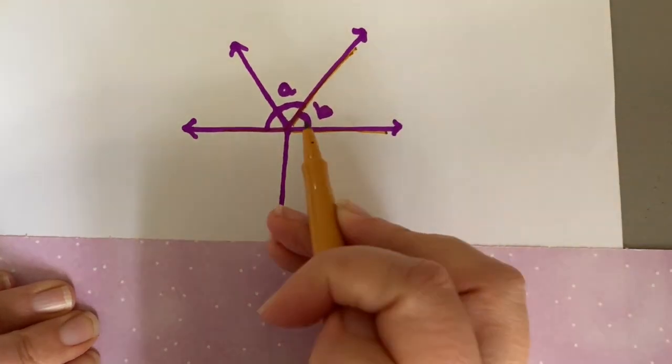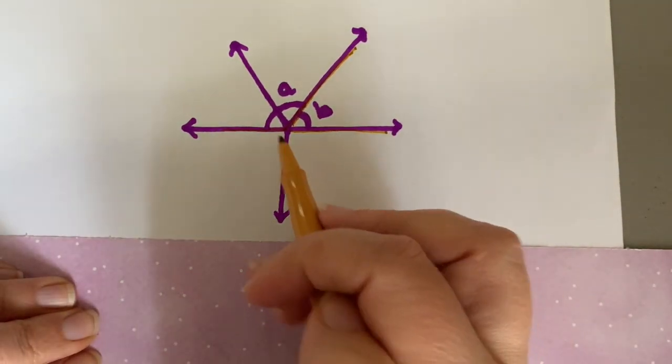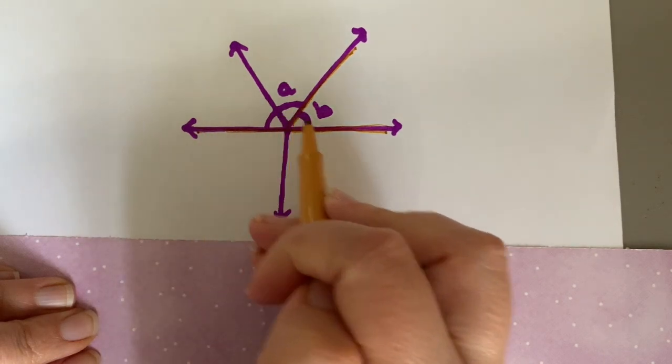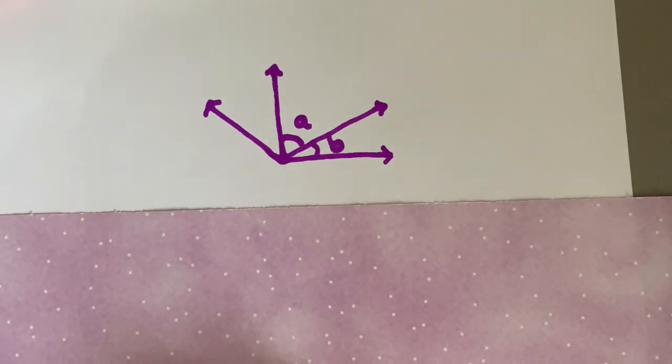So what's the relationship between angle A and B? It would be a supplementary angle because it makes a straight line, which means that it would add up to 180 degrees. Here's our next one.